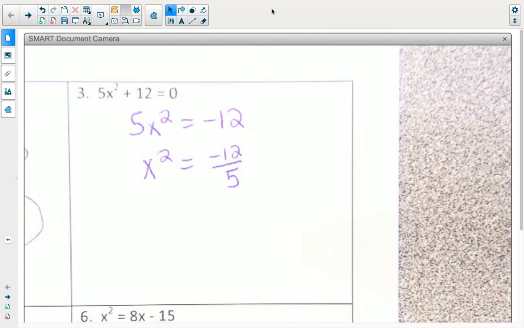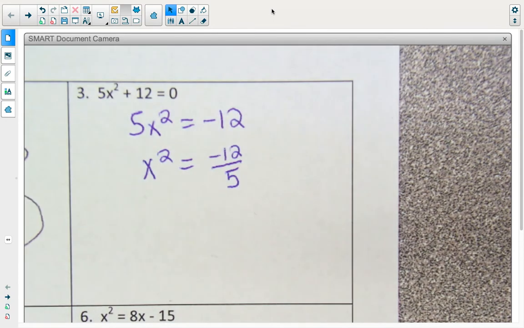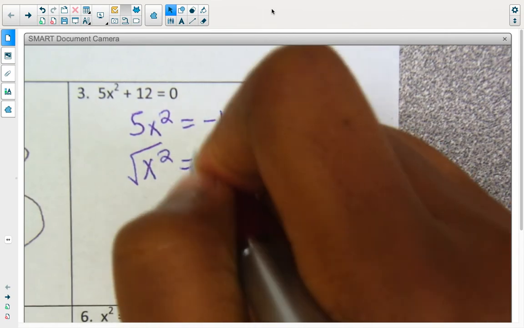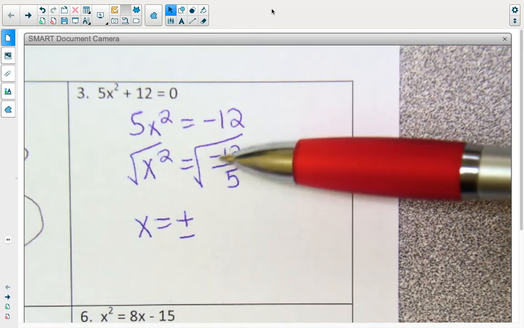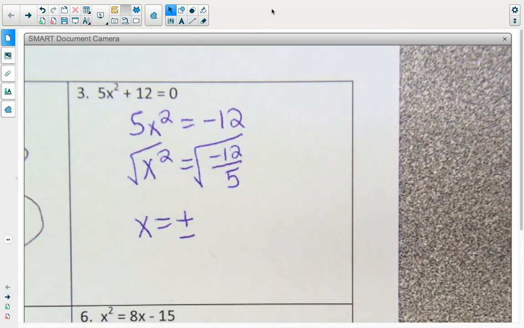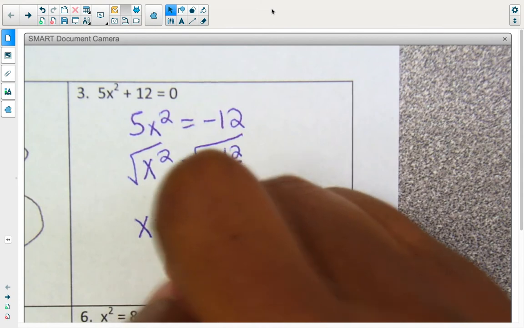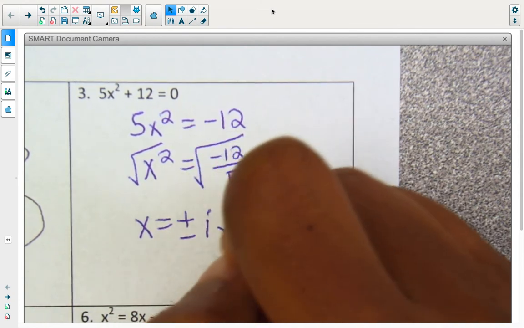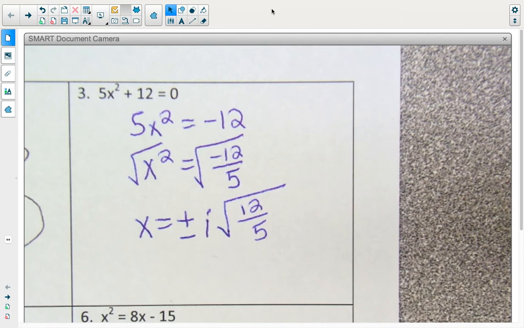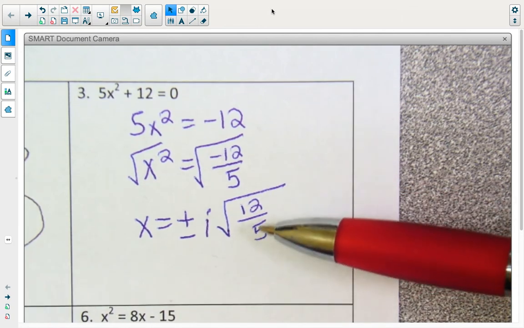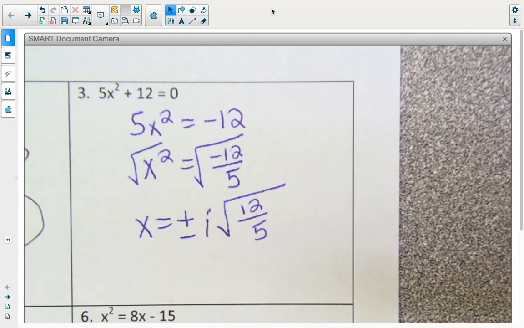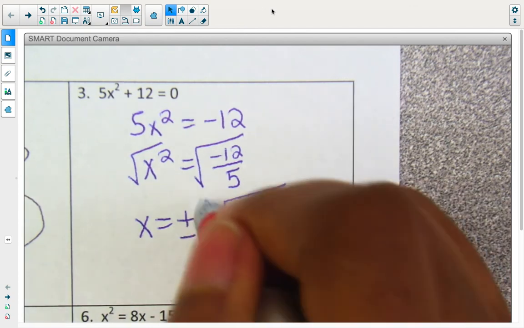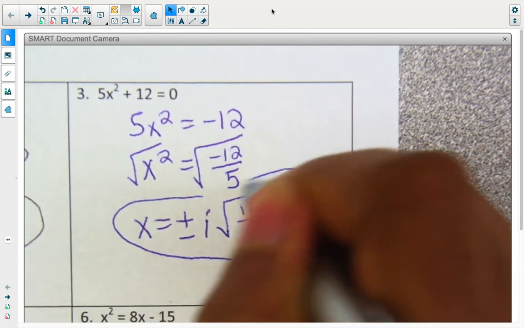The opposite of squaring something is to take the square root. So we're going to take the square root of both sides. So x equals plus or minus. I have a negative that's on the inside here. When you have a negative inside the square root, you want to take out the i. So now I have i square root of 12 fifths. I could rationalize this and do some more things with this, but I'm going to leave it just like here for the time being. So x equals plus or minus i square root of 12 fifths.